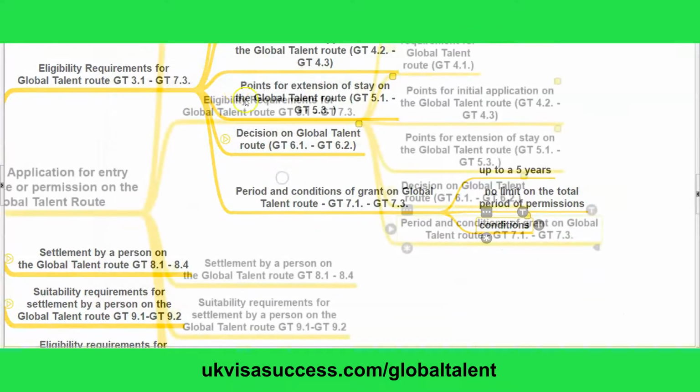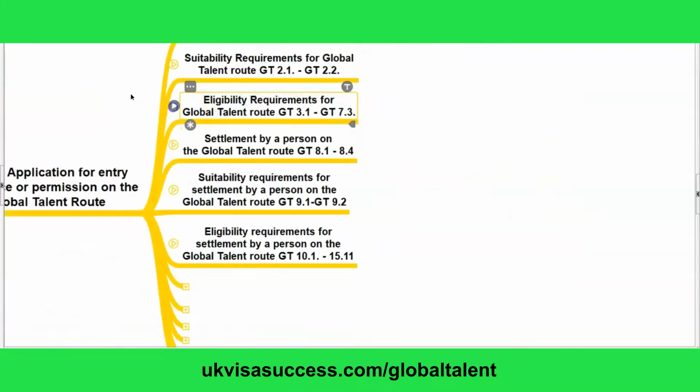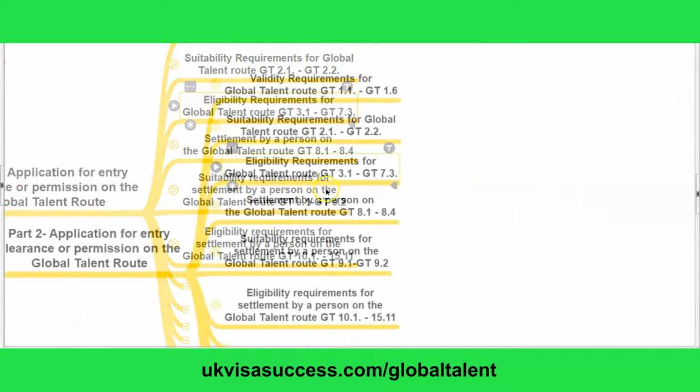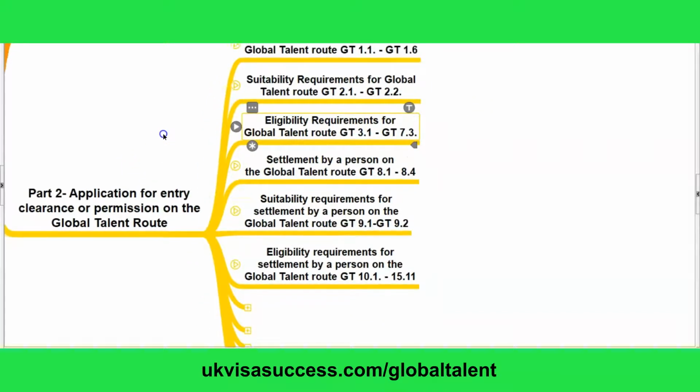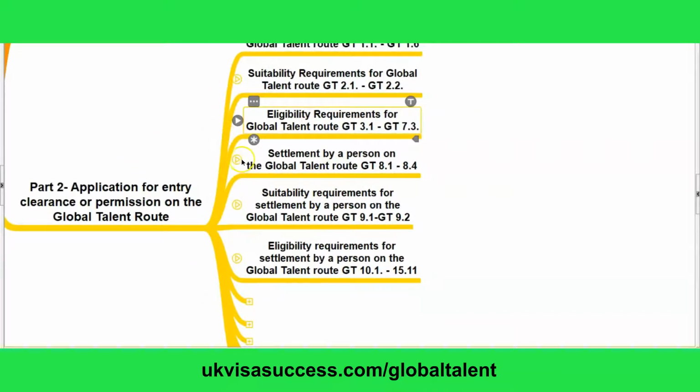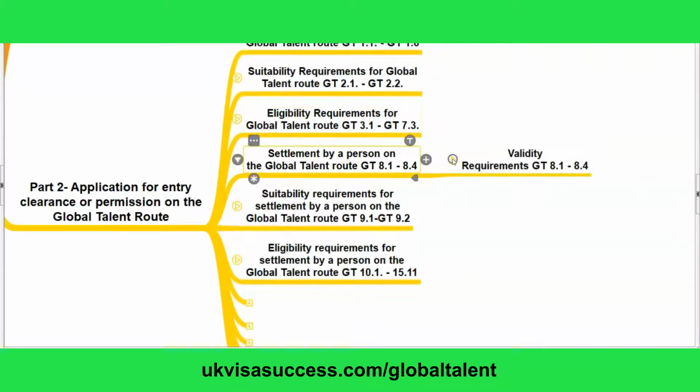So guys, these were our eligibility requirements for the permission to remain, for the entry clearance applications and for the further leave to remain applications, or permission to stay applications. Now let us discuss the settlement rules for someone who wants to settle in the UK, provided they entered the UK as global talent visa applicants.